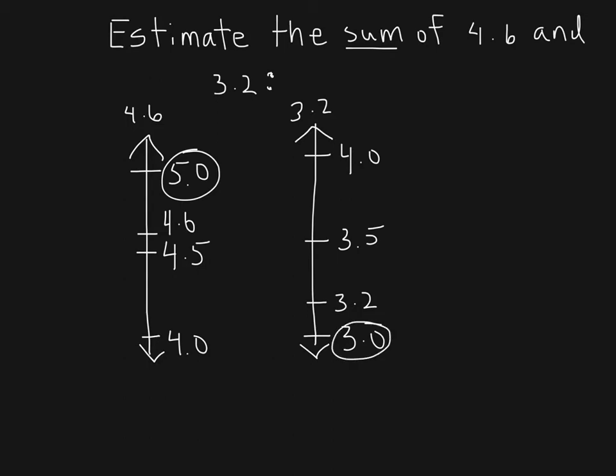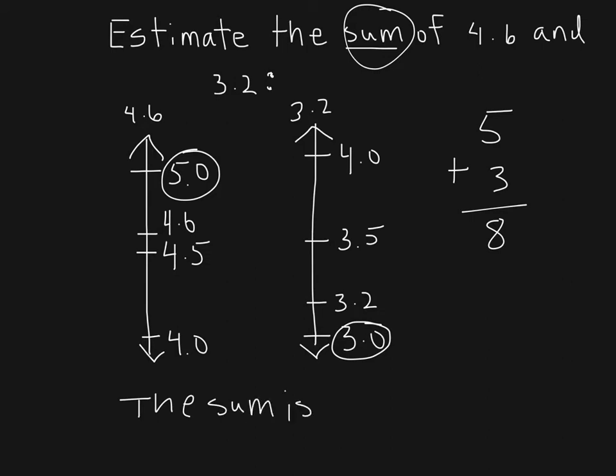So my last step is to actually find the sum. And I've got 5, 4.6 rounded to 5, and 3 and 2/10 rounded to 3. And when I add them together, I get 8. So the sum is about 8.